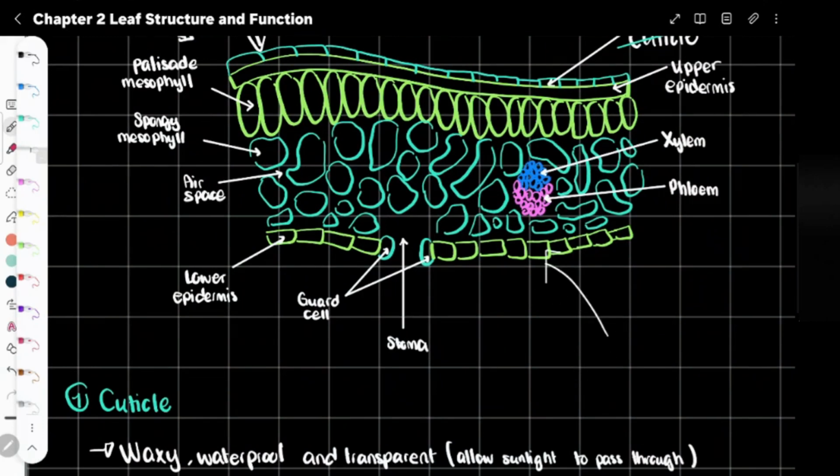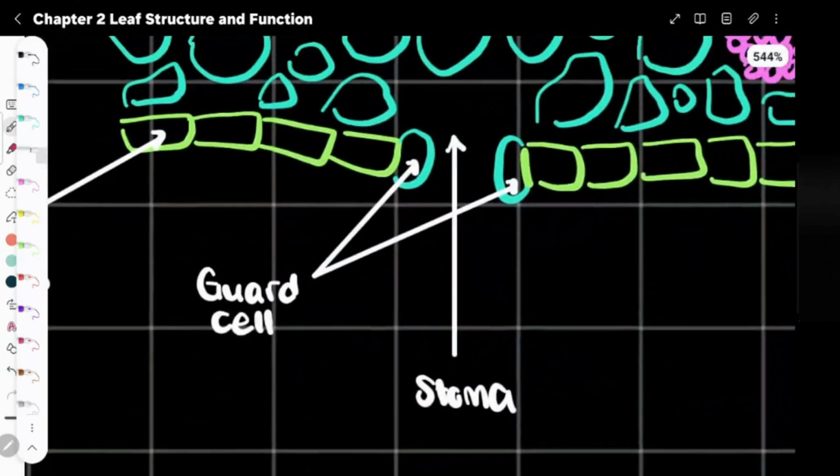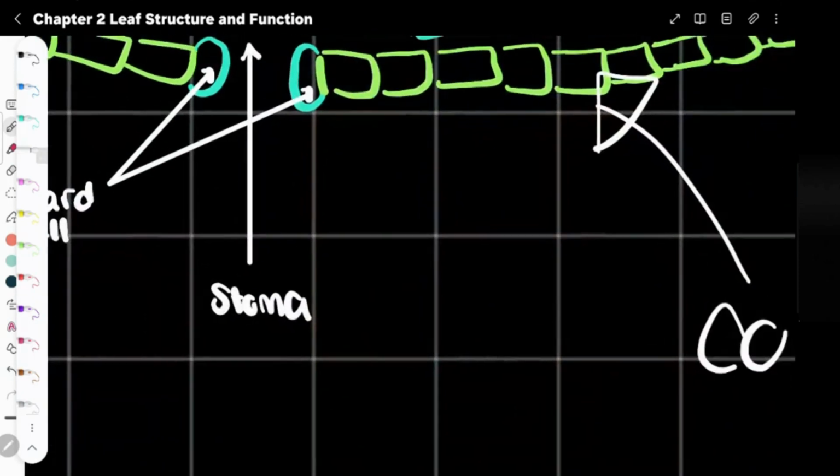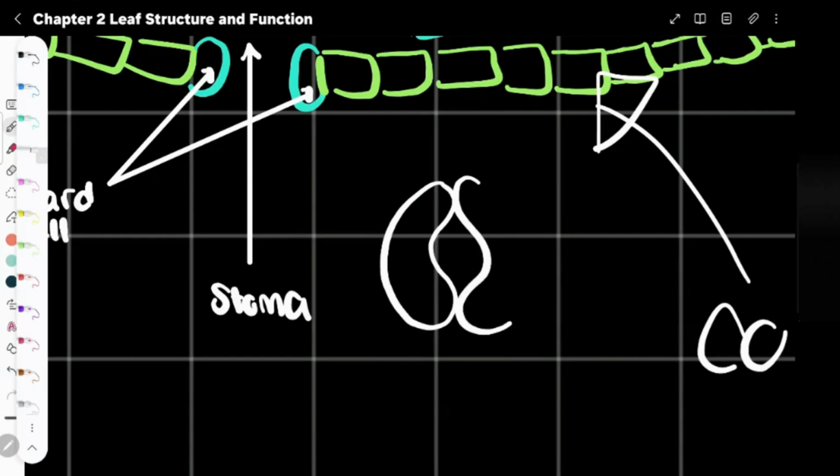So yeah, my handwriting is bad. How does it enter to the bottom? First of all, you can see there's an opening here. This opening is called stoma. Stoma you already learned in primary school. Stoma looks like this, and the stoma is guarded by guard cells.